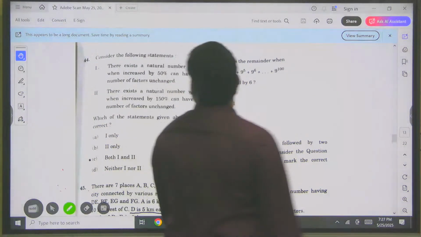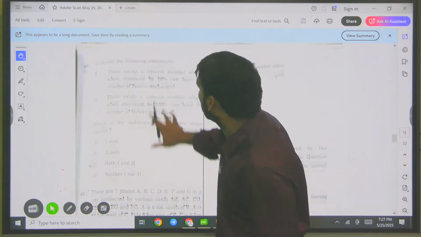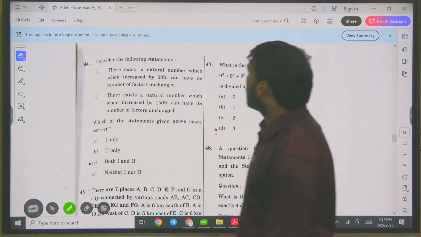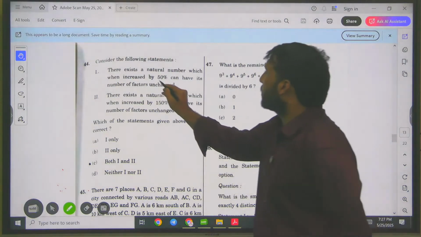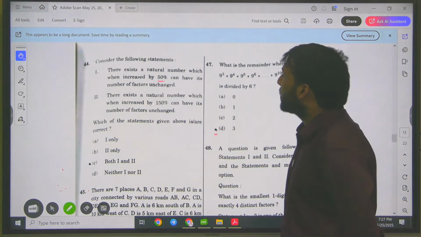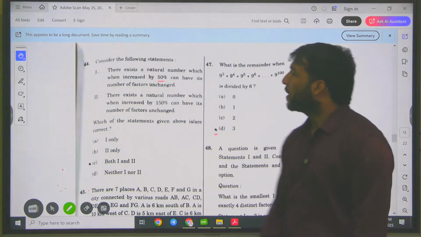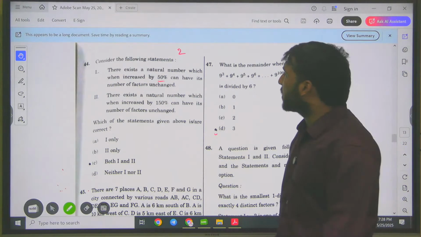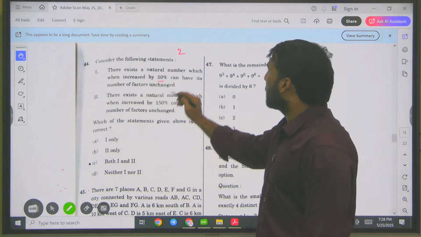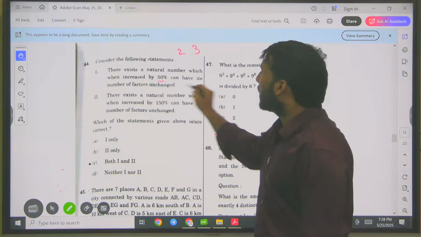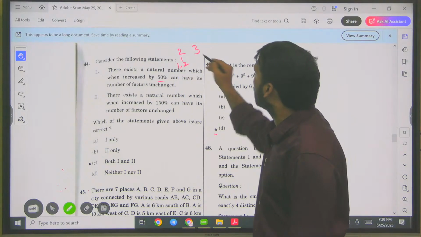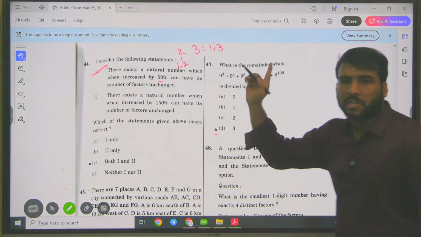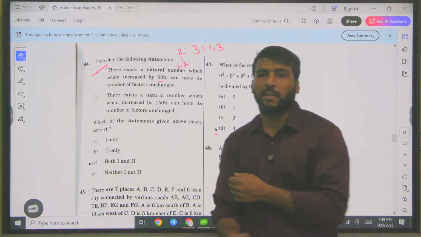So there exists a natural number which when increased by 50% can have its number of factors unchanged. Let's consider a natural number 2, whatever be the numbers. I am considering natural number as 2. Which when increased by 50%, how much it will become? 3. The number of factors will be unchanged. The factors of 2 are 1, 2. Factors of 3 are 1, 3. Unchanged. Statement is correct. One possibility is existing, then I can choose my answer as same.